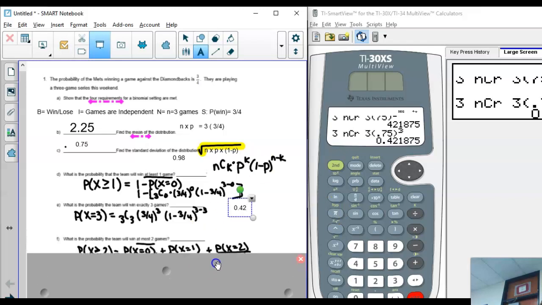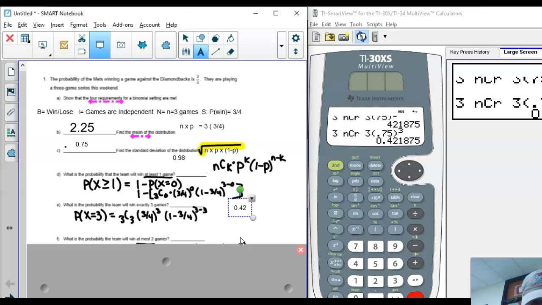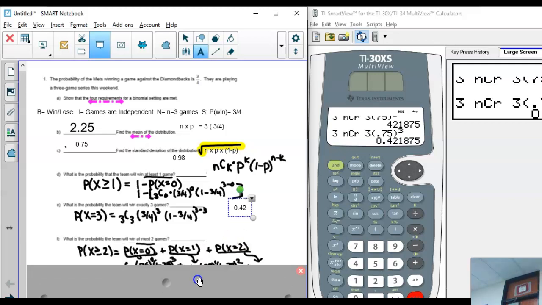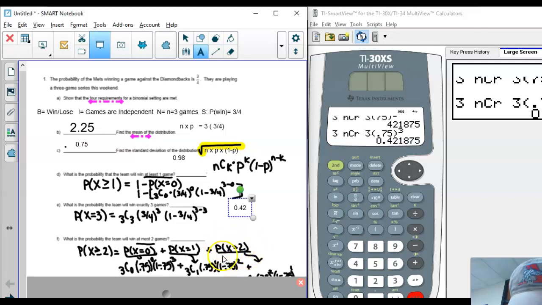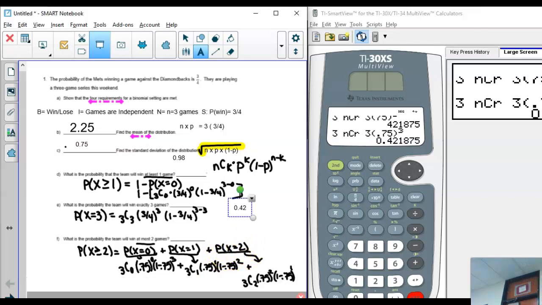Okay, so now I'm going to scroll down. It says, what's the probability that the team will win at most 2 games? At most 2 games, that would be the probability that they win 0 games, okay, plus the probability that they win 1 game, plus the probability that they win 2 games. So this is kind of annoying, I know. We have to fill in the formula 3 times.